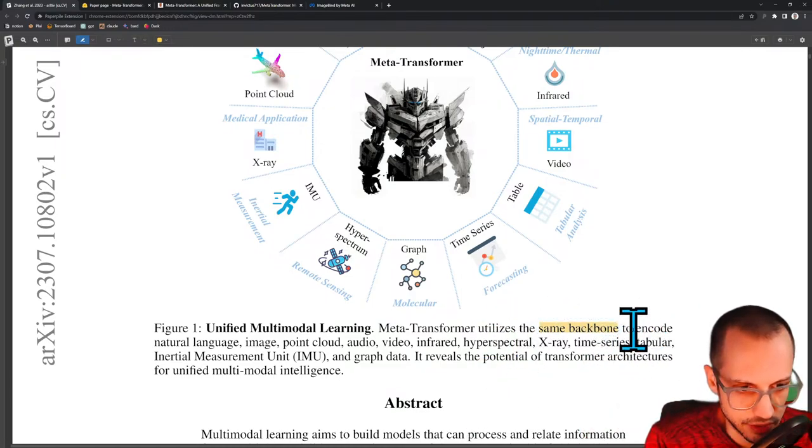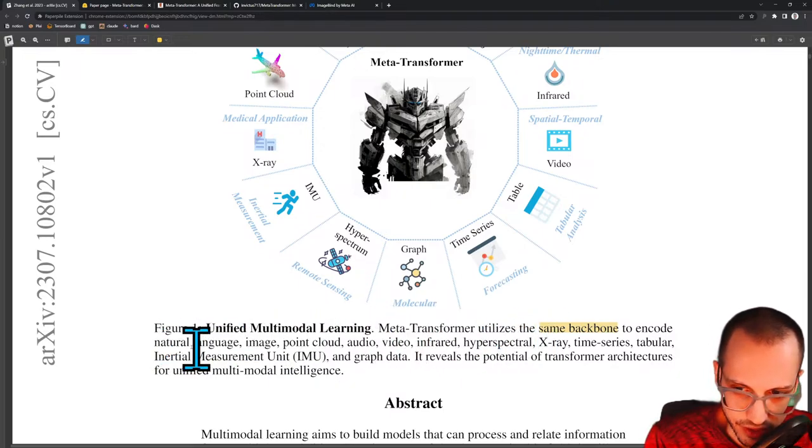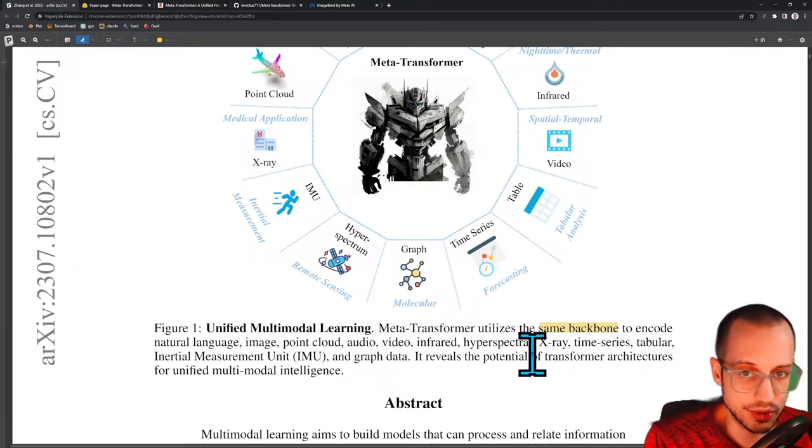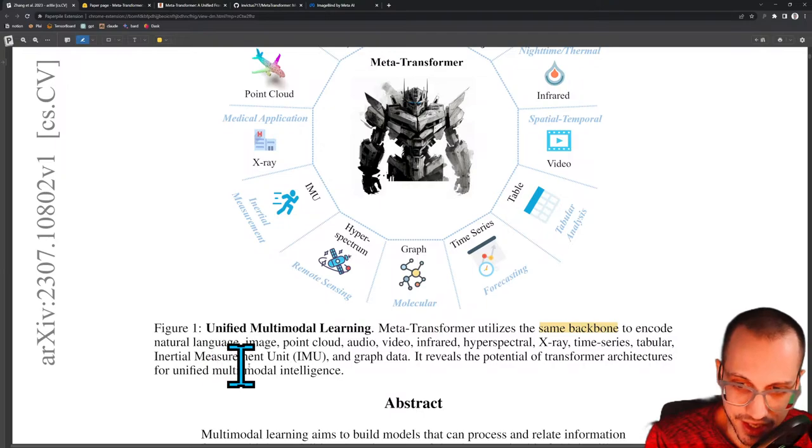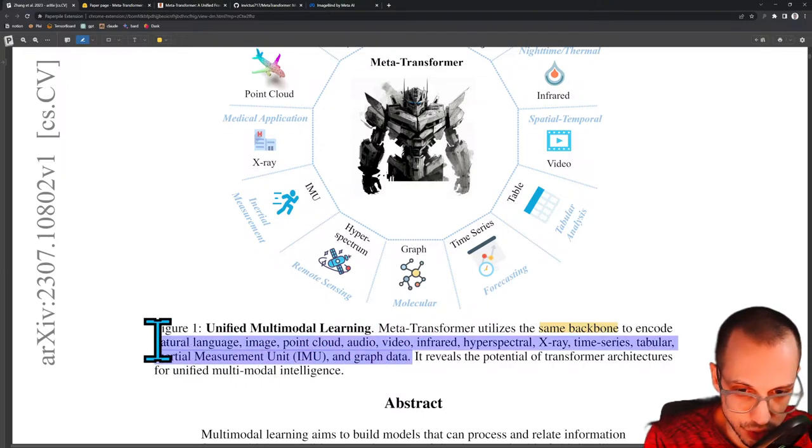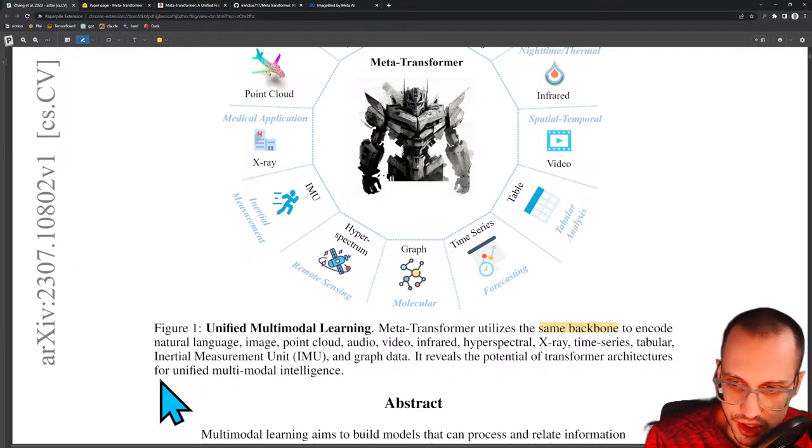And encoding is just translating from the data into whatever representation or latent space you're trying to get to. But it seems like they're going to be using the same backbone to encode all these different modalities here. Natural language, image, point cloud, audio, video, infrared, hyperspectral, X-ray, time series, tabular, and IMU and graph data. So that's a huge variety there. It reveals the potential of transformer architectures for unified multimodal intelligence.